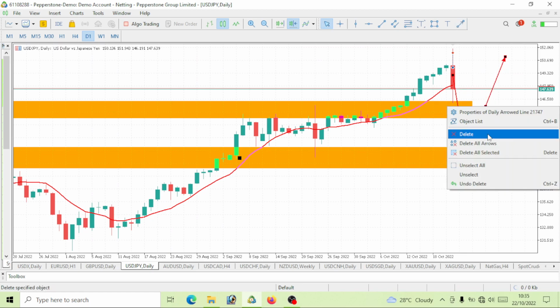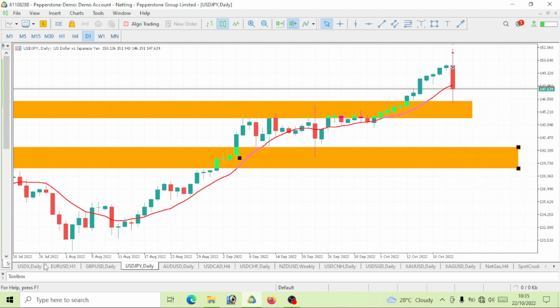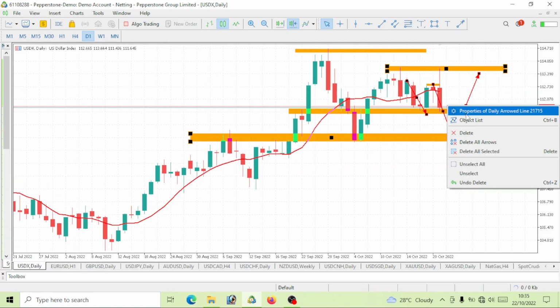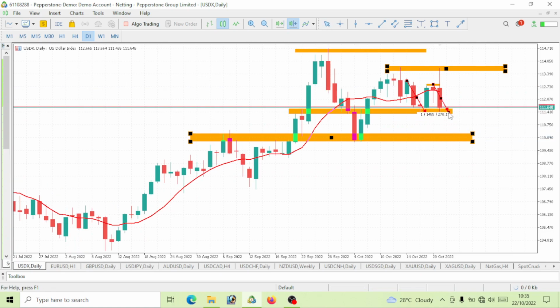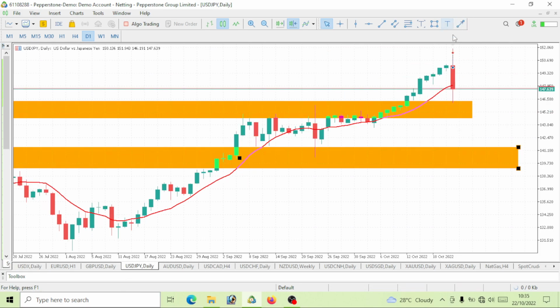But if the price on our USD index does not drop further down to this level, and it just starts giving us that bullish move once the market opens, then we will see that bullish move from here on our USD JPY. So have that in mind that anyhow price moves, USD JPY will start giving us that bullish move. And let's see what our JPY index says.